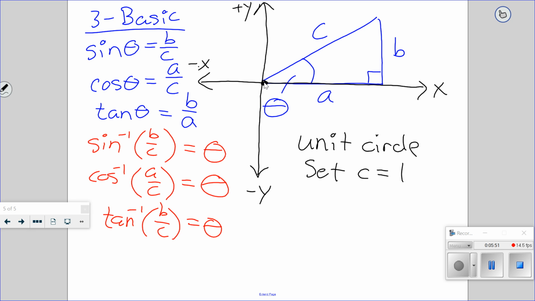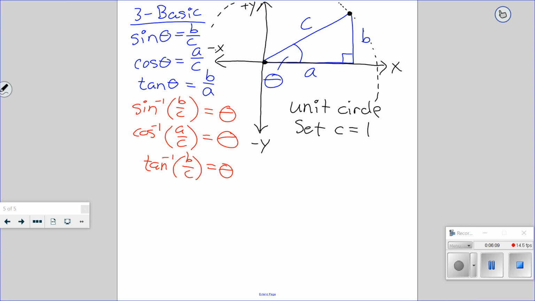So we set c to exactly 1, and then your unit circle nonsense was they were just trying to convince you to memorize a bunch of stuff. You can make any angle you want with different a's and b's, by which I mean horizontal and vertical sides. You can make any angle you want, and you just set the hypotenuse to 1.